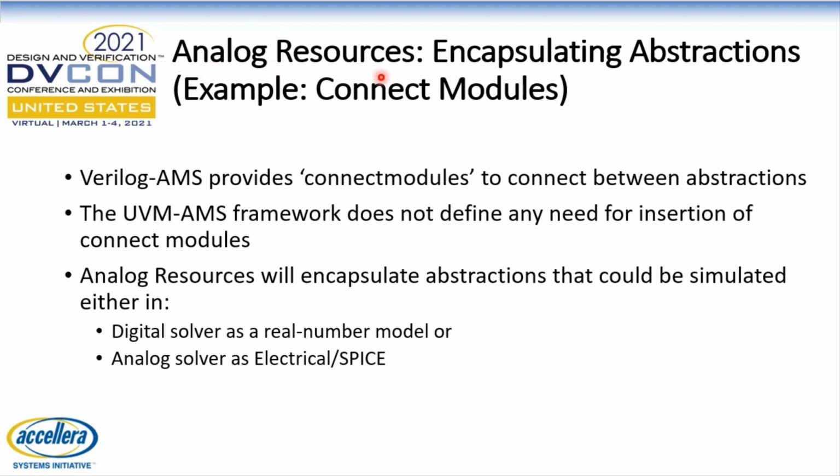This slide is about analog resources. As shown in one of earlier slides, Verilog-AMS provides connect modules to connect between abstractions of interconnected signals. The UVM-AMS framework does not define any need for insertion of connect modules. Analog resources will encapsulate abstractions that could be simulated either in digital solver as a real number model or analog solver as electrical space signals.